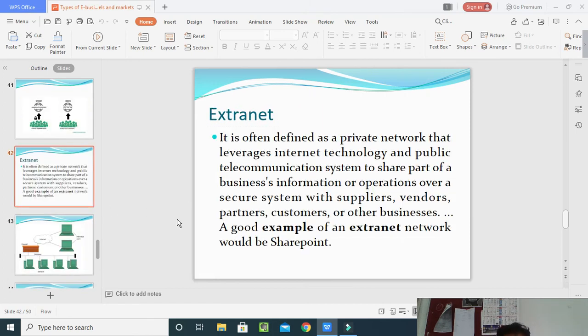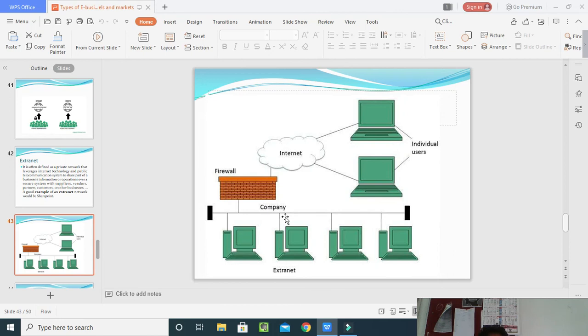If you see the picture here, you can identify a company that has the extranet. That means the internet is taking place and individual users are there. With the help of this, they go through the firewall, and this goes to the companies. The people are able to understand. The company information is going to individual people who are in different places.